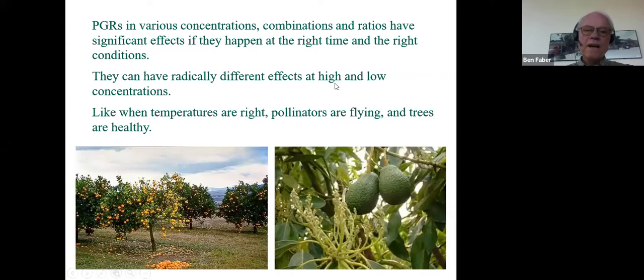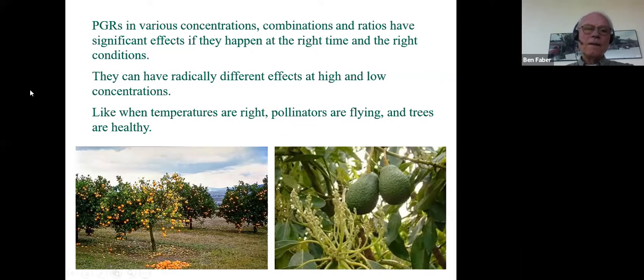Hormones can have radically different effects at higher and lower concentrations. So, for example, many of the herbicides are hormones that are highly concentrated, and they work because they accelerate plant growth, cell division, and elongation to the point that they die. And so you've got to watch out for how you use hormones, because at the wrong concentration, you can get the exactly opposite effect of what you desire.